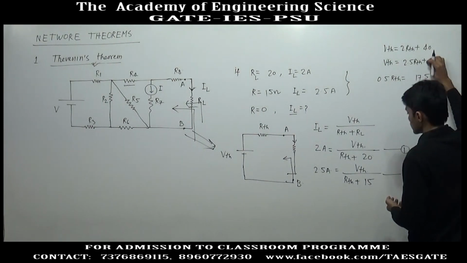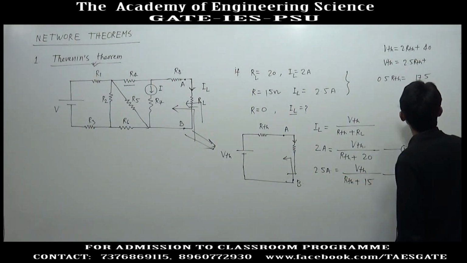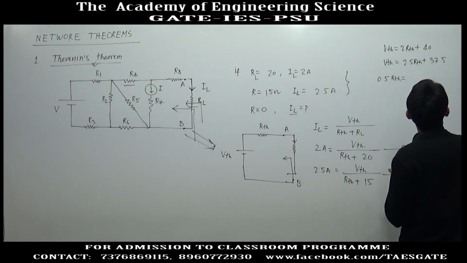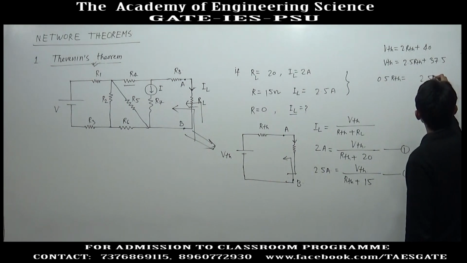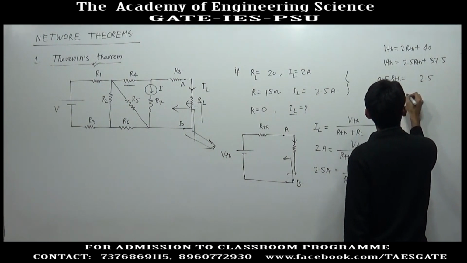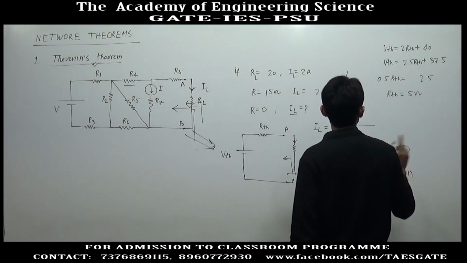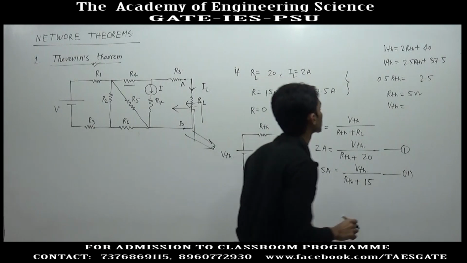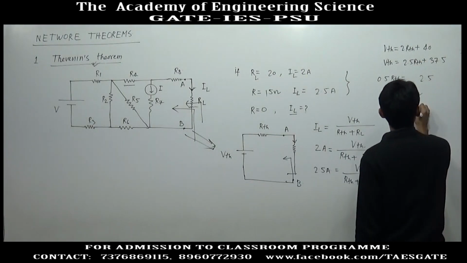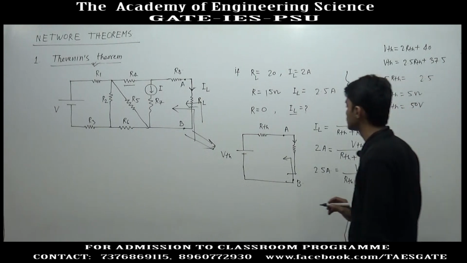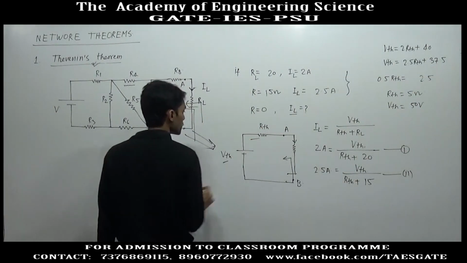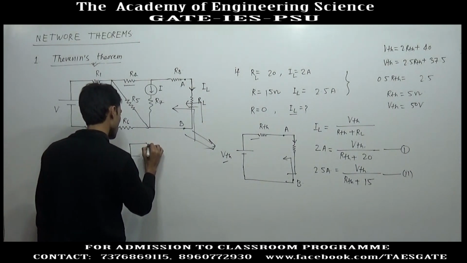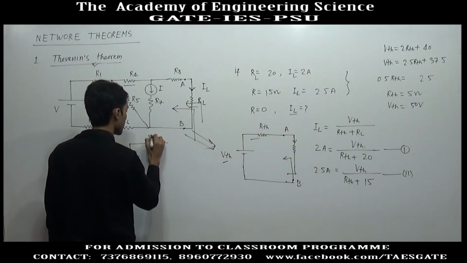This is 37.5, 15 into 2.5, this is 37.5, this will be 2.5, hence RTH is equal to 5 ohm. RTH is 5 ohm, then VTH is equal to 10 plus 40, 50 volt. Now, VTH is 50 volt and RTH is 5 ohm.